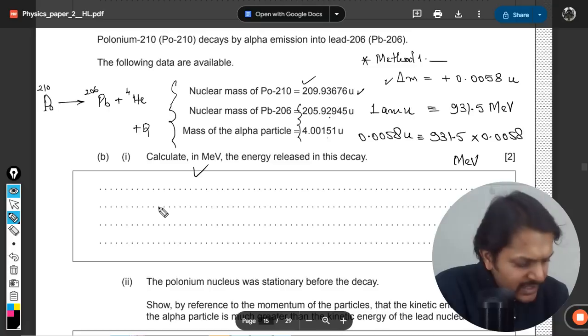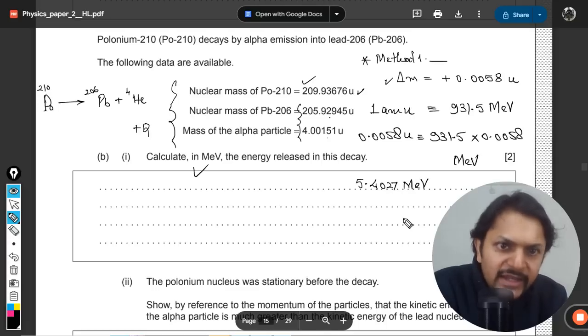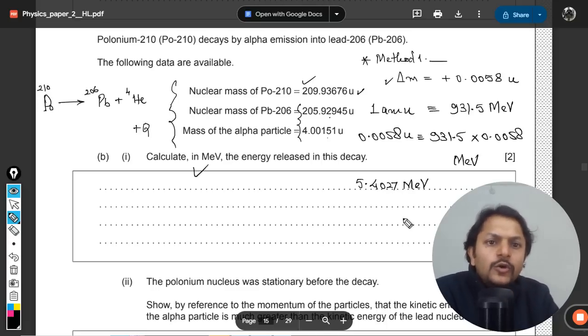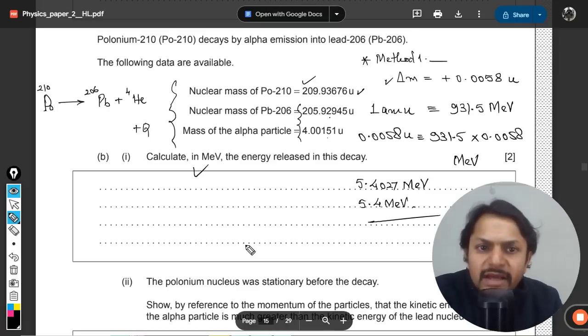So this multiplied by 931.5, and I am getting the answer as 5.4027 mega electron volt. So yes, that can be written as 5.4 mega electron volt. Now, this is method one.